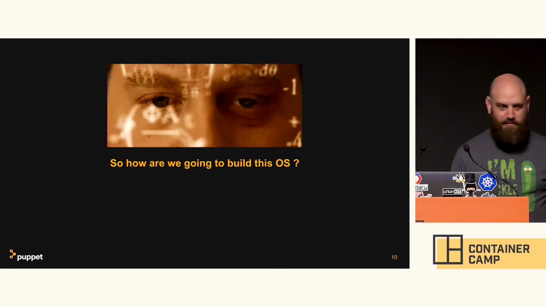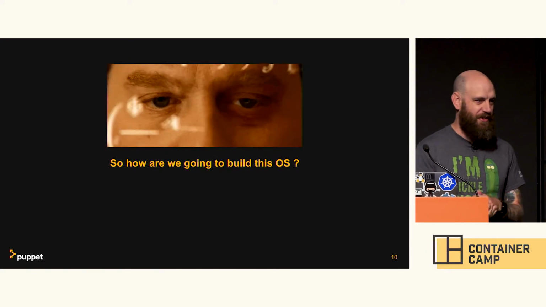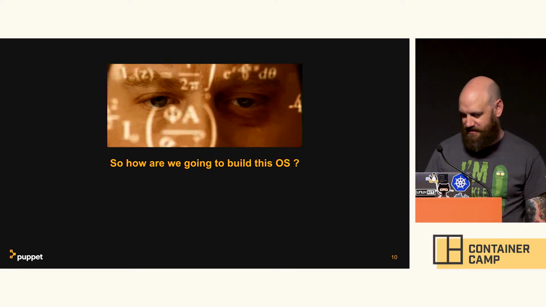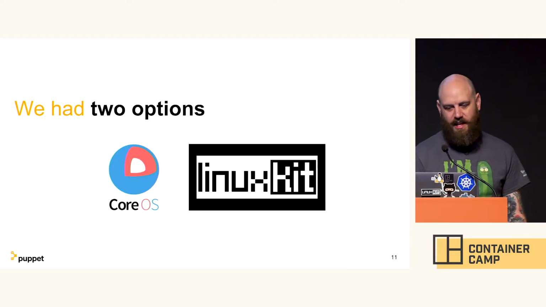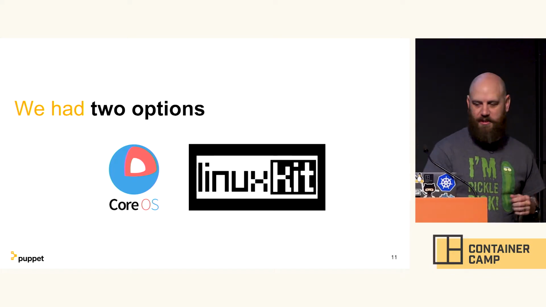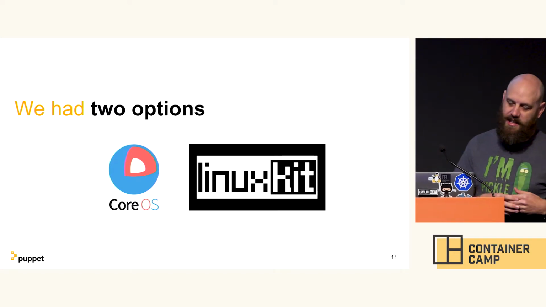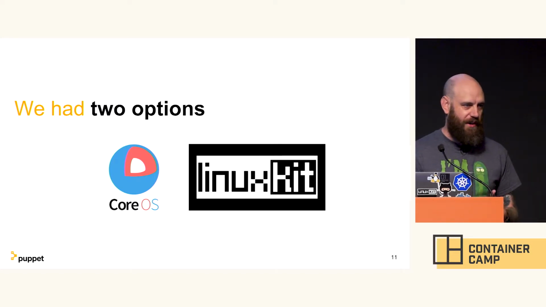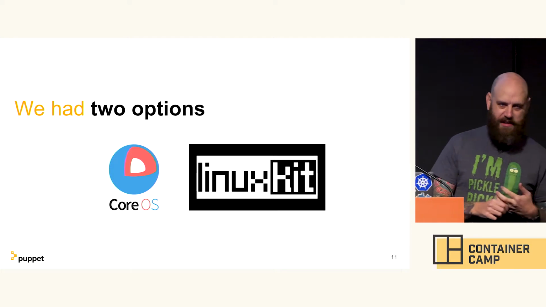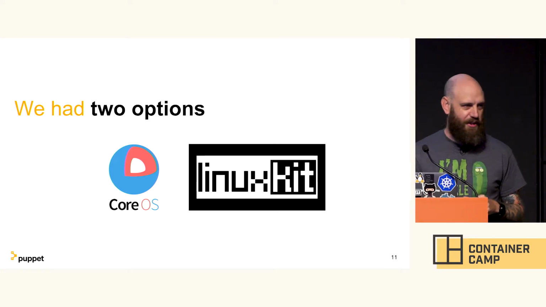Okay, so we know what we want to do, right? Seems pretty straightforward. We're just going to build the OS. We had two options when we started. We looked at CoreOS and we looked at LinuxKit. We really did like CoreOS. We heard rumors about the acquisition, and we got cold feet.